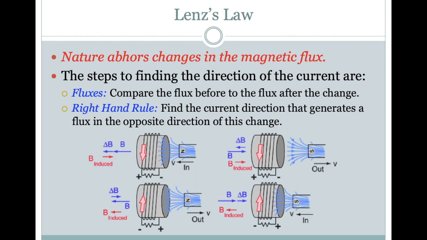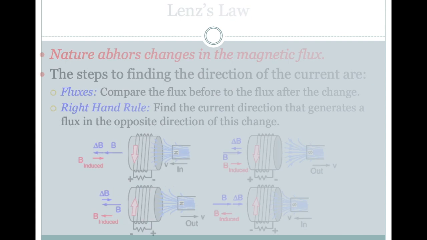Similar story for the bottom right: we move a south pole in, meaning there are more field lines going to the right, my apologies. And this means that we need to create an induced current going to the left.